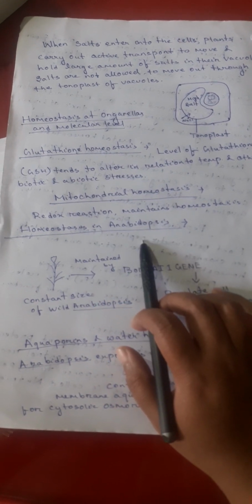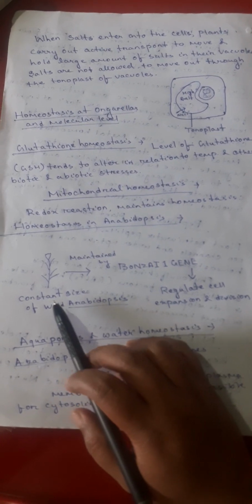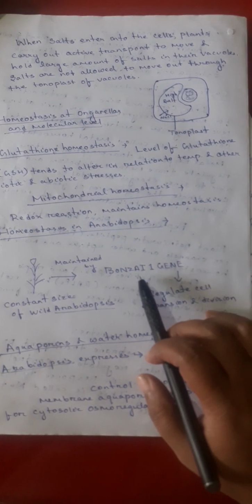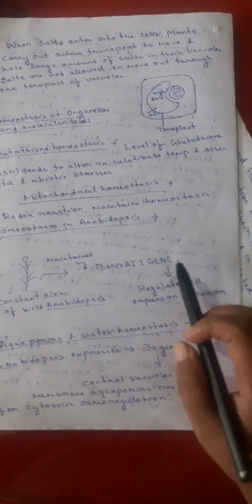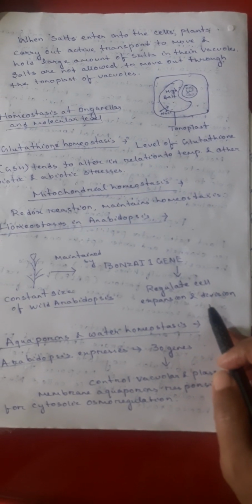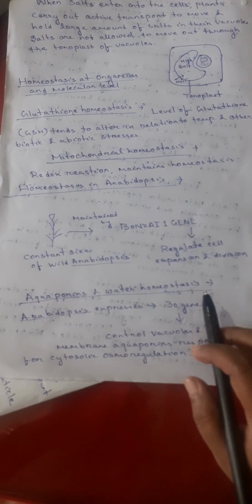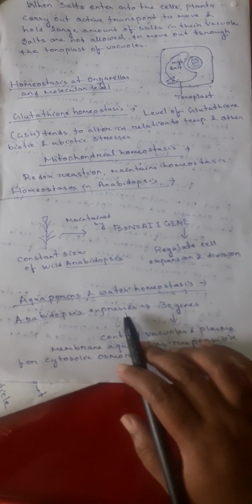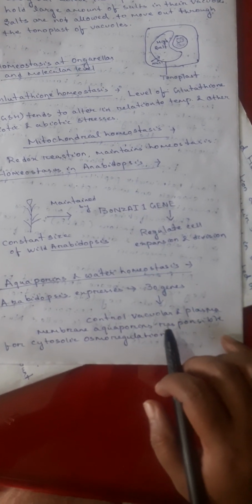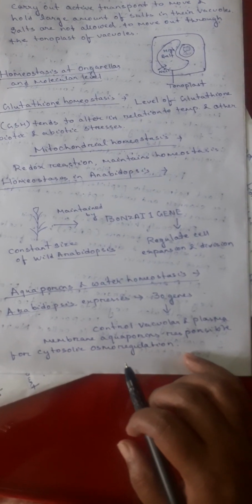Homeostasis in Arabidopsis. In wild Arabidopsis, a constant size is maintained with the help of the BONSAI 1 gene. This particular gene helps to regulate cell expansion and division. Aquaporins and water homeostasis. Arabidopsis is found to express 30 genes. Those genes control vacuolar and plasma membrane aquaporins, which are responsible for cytosolic osmoregulation.